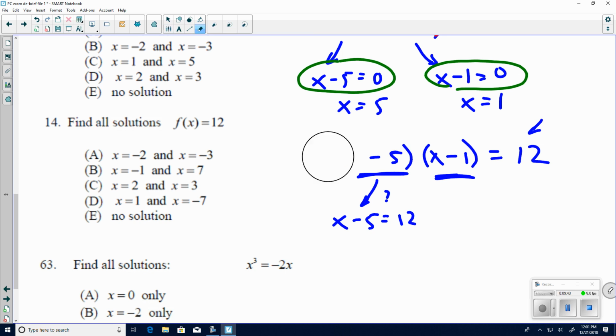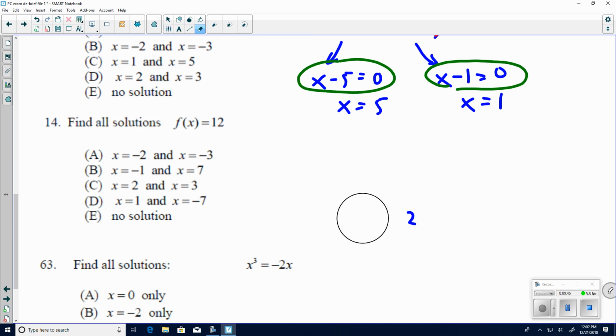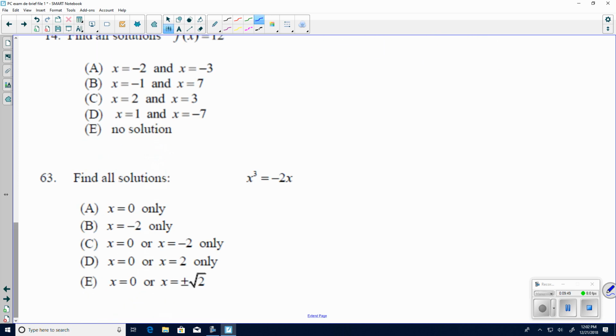And lastly, you saw that idea of factoring and setting factors equal to 0 when you got to this problem on the exam, where you had to solve x cubed is equal to minus 2x. And of course, the method of solution is to force it to be equal to 0 first. Add 2x to both sides. That's the key right there.